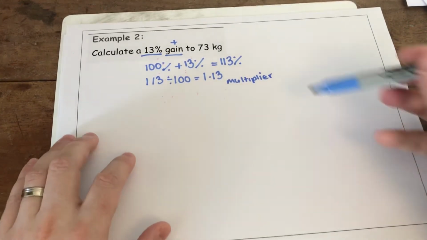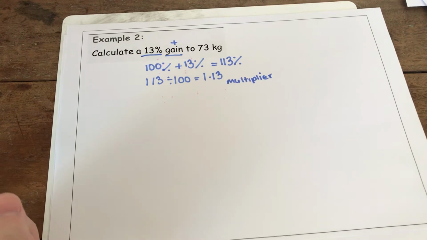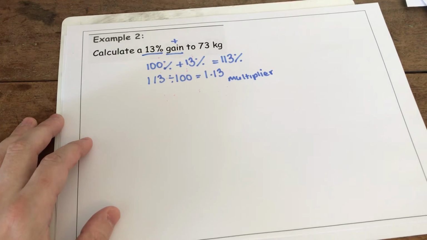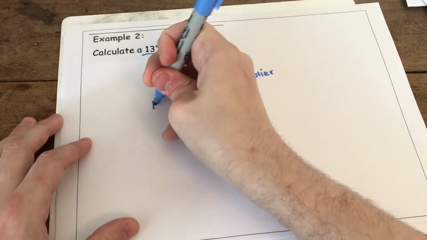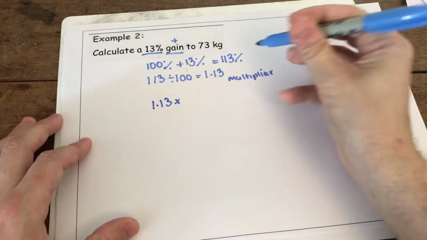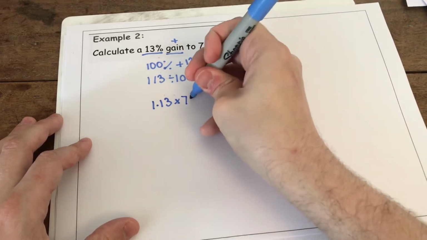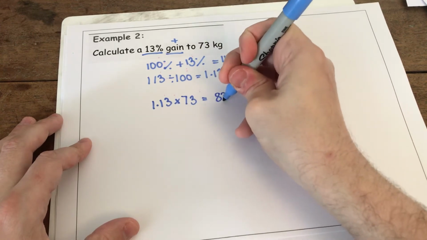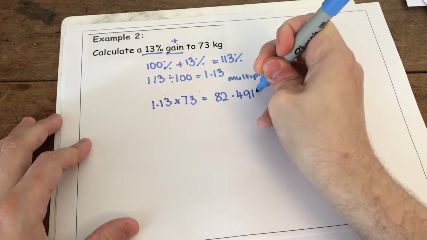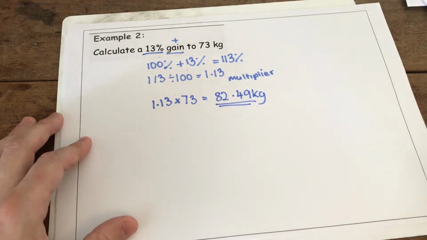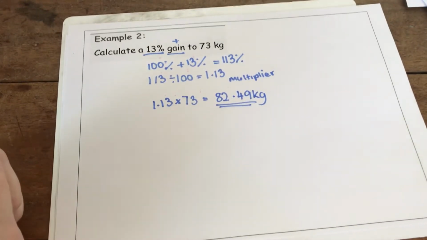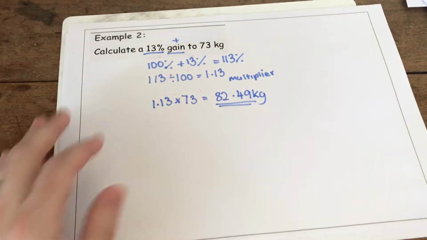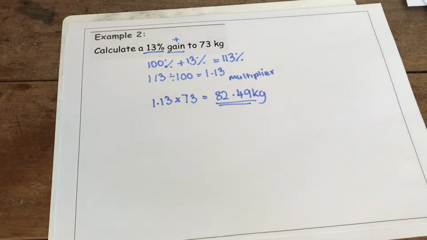I keep highlighting the word multiplier because it's a key word. As you go through school, you come back to the word multiplier and use it in different contexts. So we take our multiplier and multiply it by the amount that we're trying to find, which is 73. And when we put that into our calculator, 82.49 comes out, and we just have to put our units on the end. So as you can see, this method probably would be easier than the alternative method because it goes straight to the answer, but you can use the other method if you find that easier.